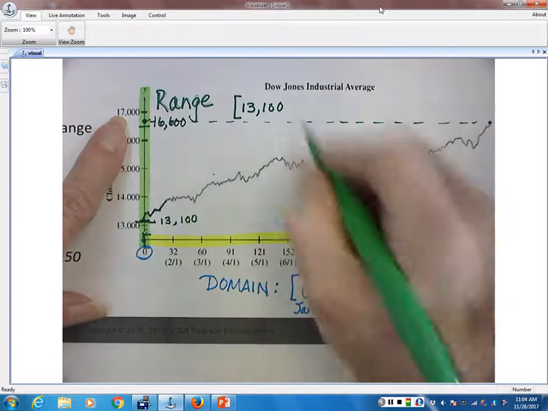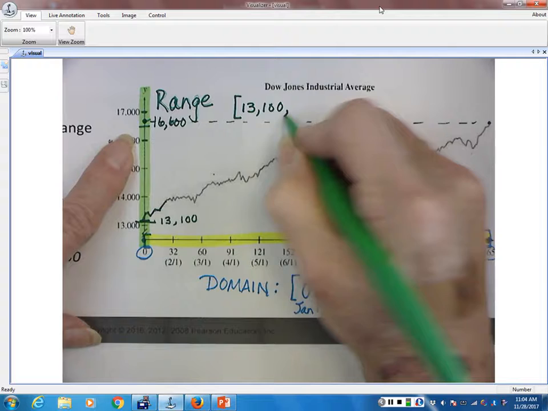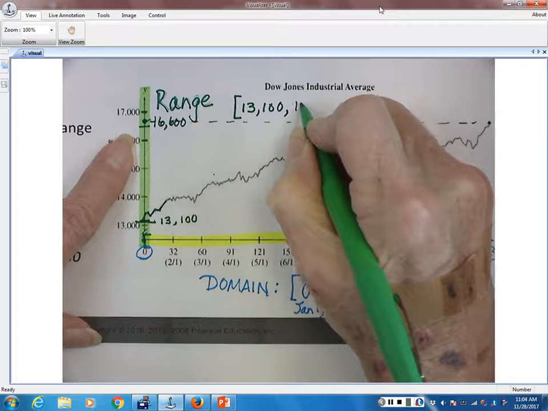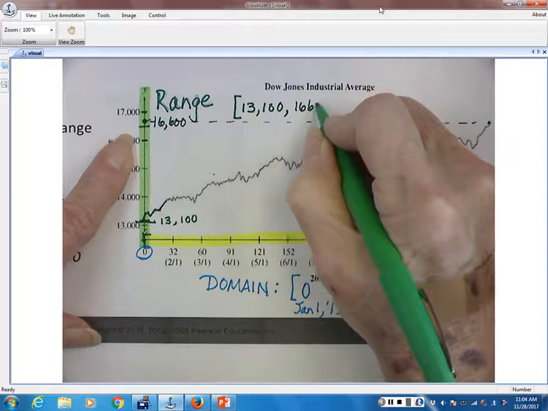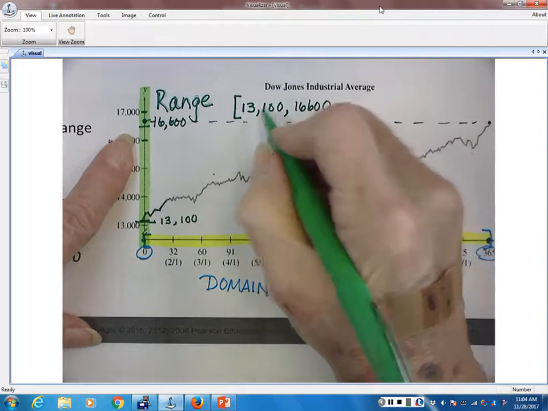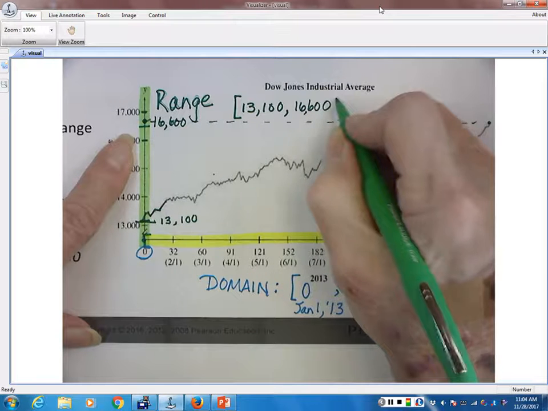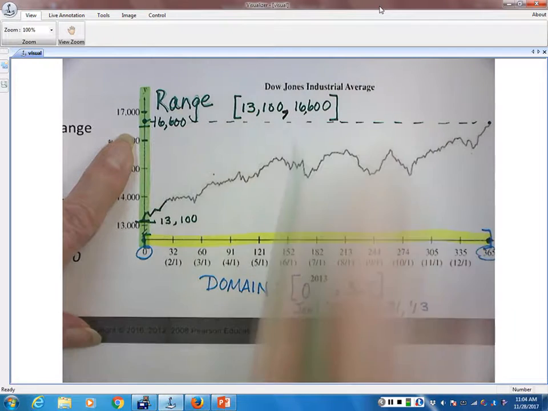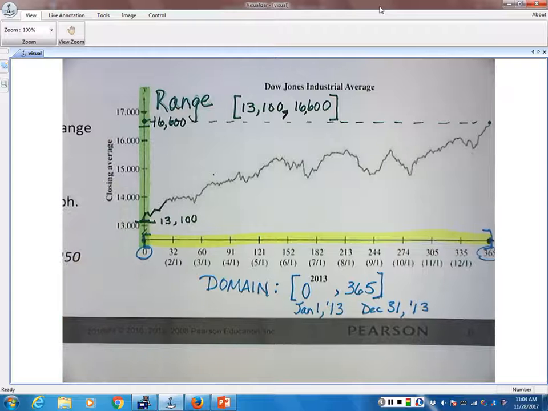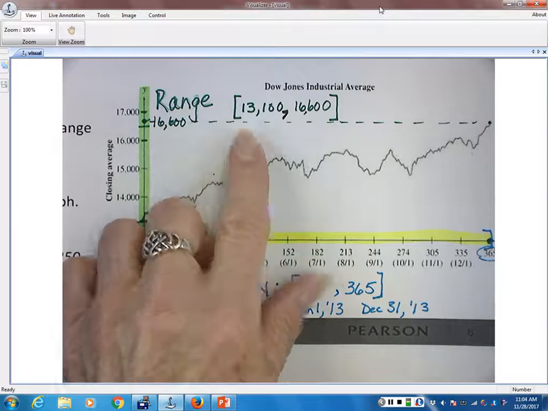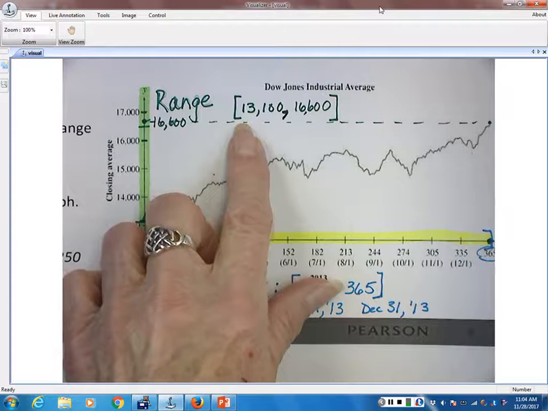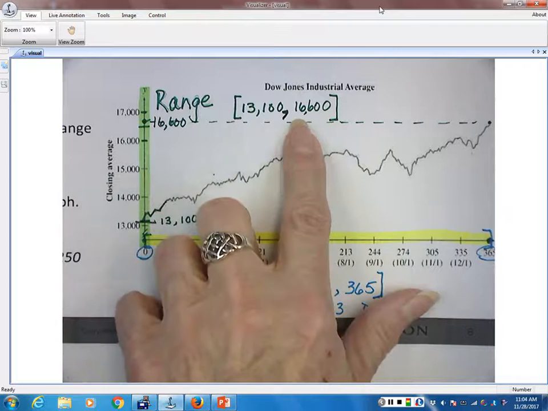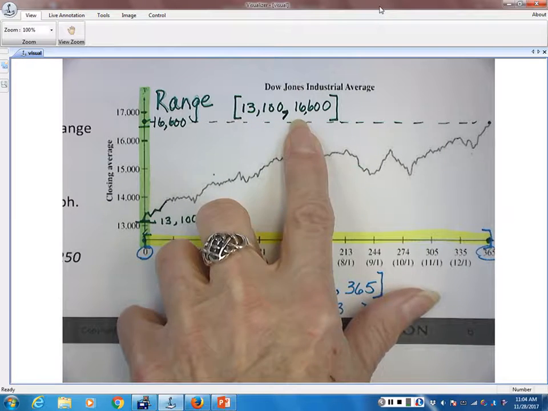So if that was the closing average on December 31st, and normally I don't put the commas in, but I did on this one, so be careful that you understand this comma is just separating the two of them. That's your set of range values, every single potential value from 13,100 to 16,600. Okay?